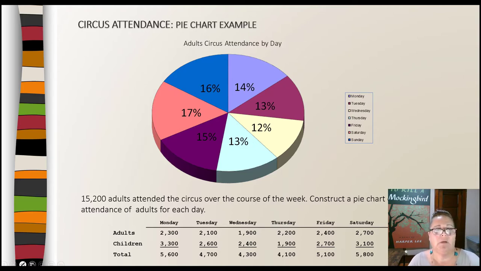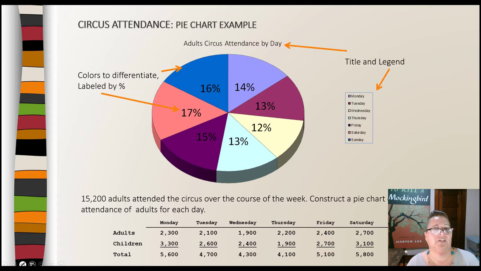All right, looking at this pie chart, a few things to point out. The first is that we did use colors to differentiate, and that it is only the percentages that are on this pie chart, no names of days next to the sector or the wedge. The second is that I have done the other part by using the title and the legend. You can see in the legend that I've put the colors with the days of the week, so I know which color is which, and I've clearly labeled this as adults circus attendance by day, so I can tell what percent and how many days.